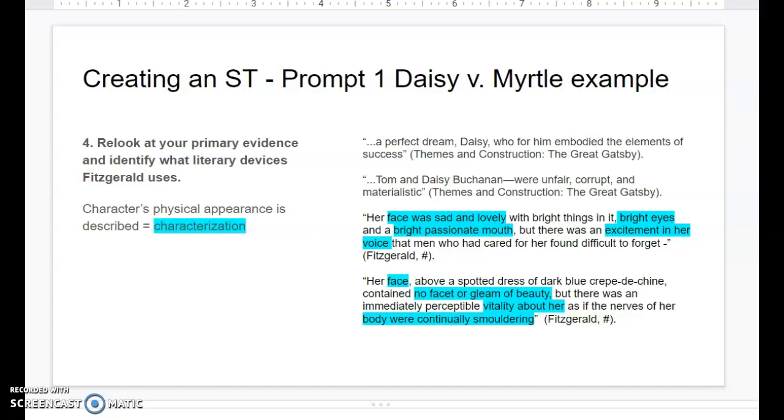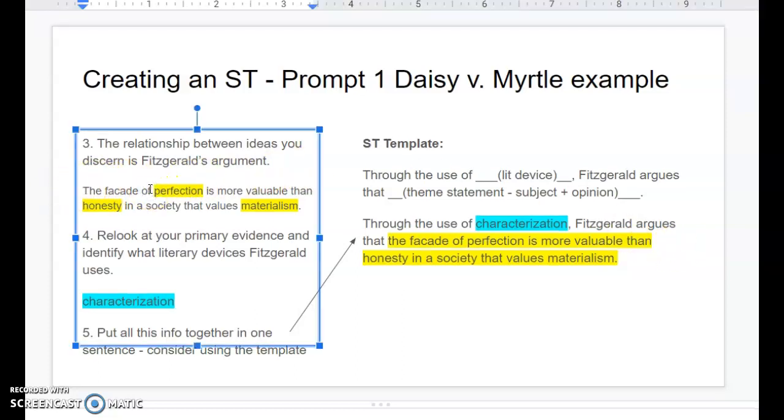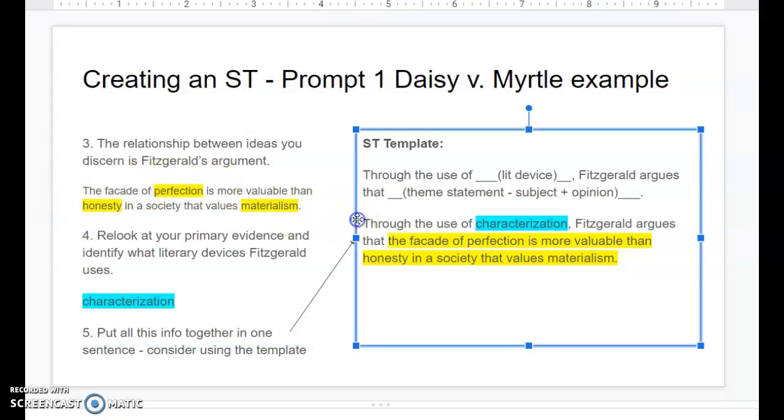So after you've figured out the relationship between the themes and the argument, go figure out the lit device. This is often the easiest one. So these are two physical descriptions. It must be characterization. And put it all together in a support thesis. Here's your template. Here's what this one would look like put together. Through the use of characterization, Fitzgerald argues that the facade of perfection, mask of perfection, is more valuable than honesty in a society that values materialism. So I went from this draft of an argument here to a full-out support thesis here using the template.